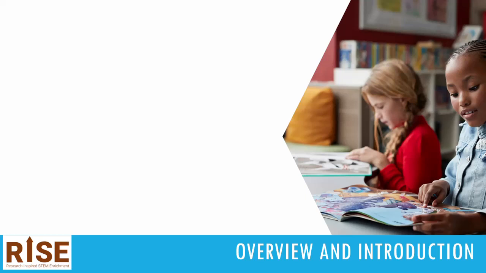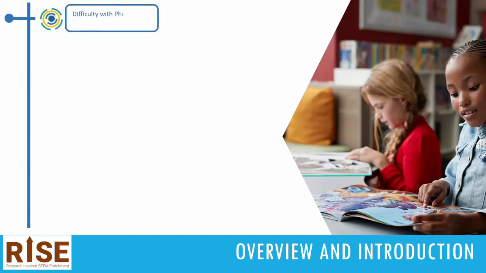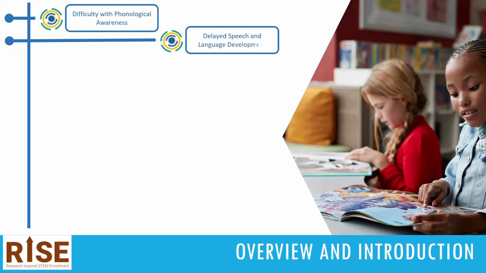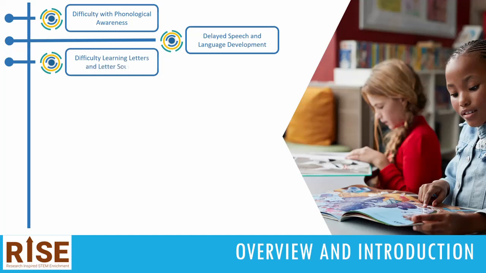Early signs of dyslexia in children can include difficulty with phonological awareness: struggles with rhyming, segmenting words into syllables, and identifying individual sounds in words, which is phonemic awareness. Delayed speech and language development: late onset of speaking or persistent difficulties with pronunciation, vocabulary, and sentence structure. Difficulty learning letters and letter sounds. Difficulty associating letters with their corresponding sounds, making it challenging to learn the alphabet.